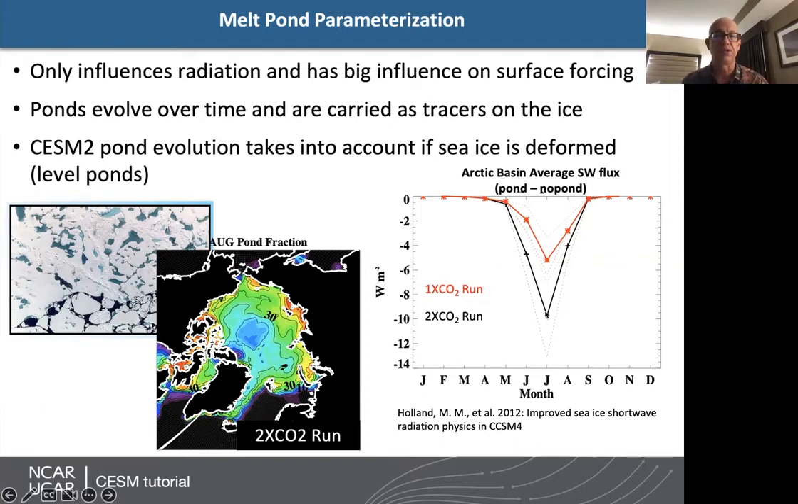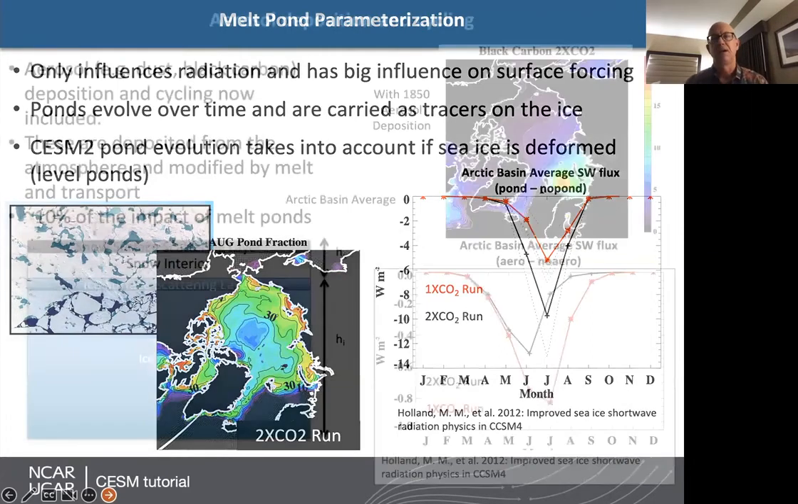And in a 2-time CO2, so maybe a future warming experiment, and we're almost getting there, you can see it's up to 10 watts per meter squared of an impact on the surface. And it's that darkening of the ponds that can really drop the albedo that's key to this.